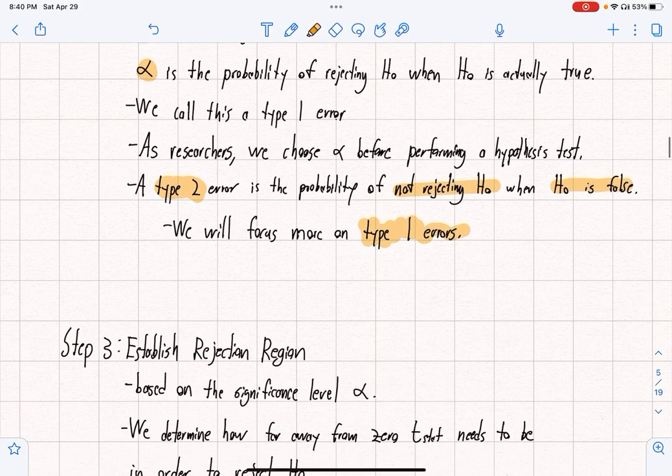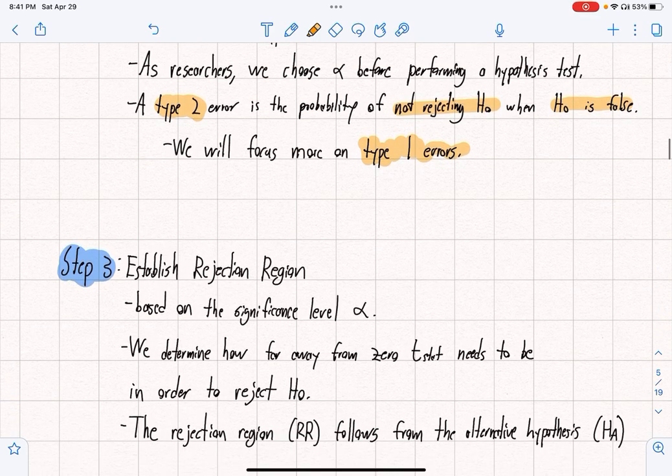Okay, step 3. We want to establish a rejection region. This is going to be based on our significance level alpha. We need to determine how far away from 0 the t-stat needs to be.